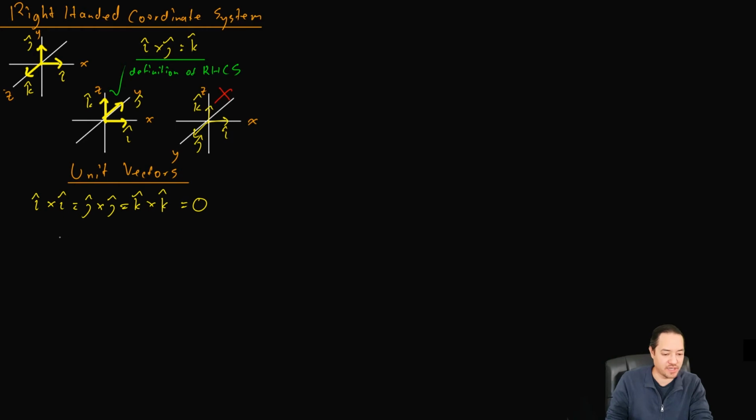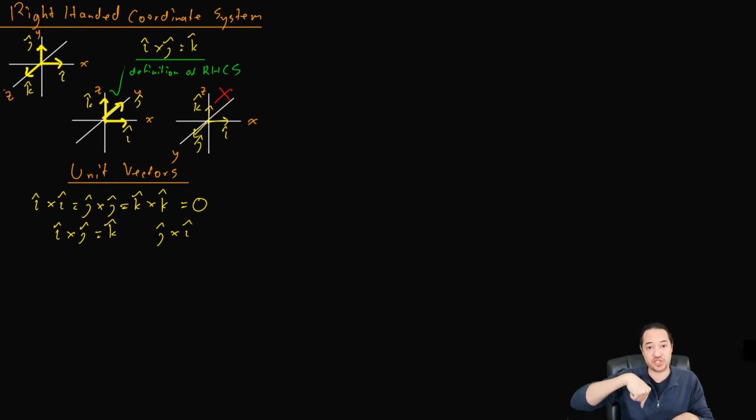Now, what else can we look at? Well, we know that i hat cross j hat equals k hat. That's sort of by definition, right? In a right-handed coordinate system, this must be true, okay? But what is j hat cross i hat going to be? Well, it's going to be reversing the direction, so we're going to reverse the direction of our result. And so in this case, this is going to be equal to negative k hat, like that.